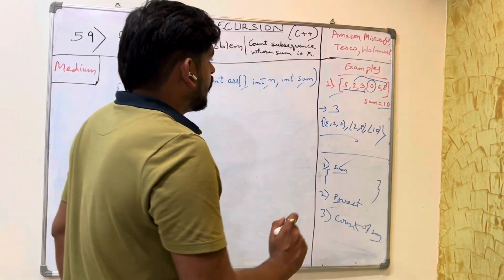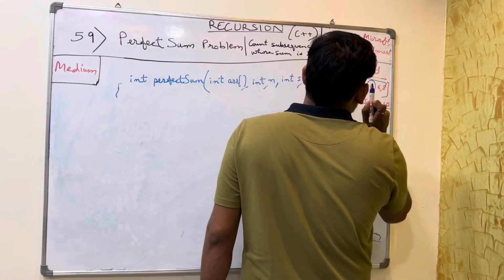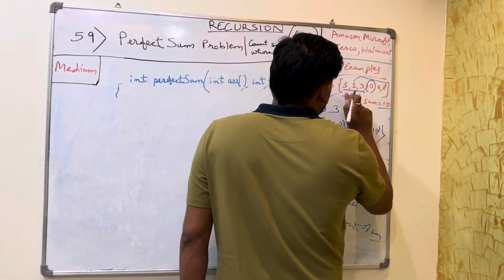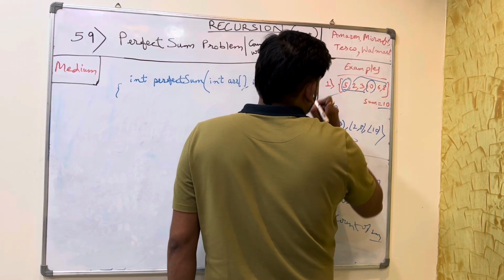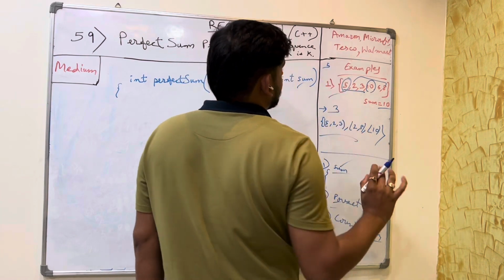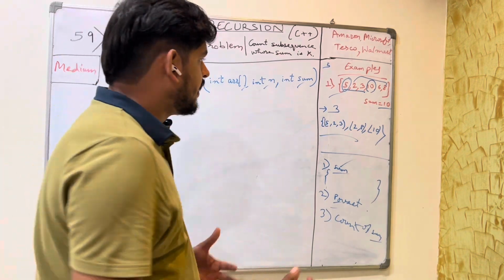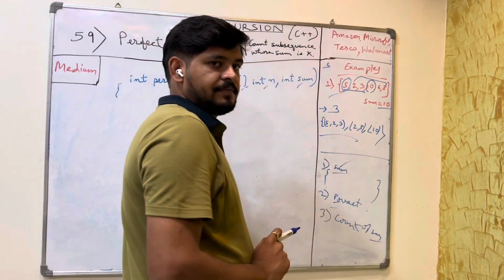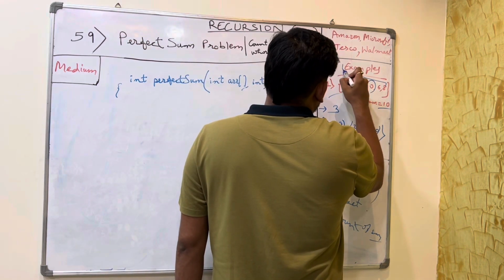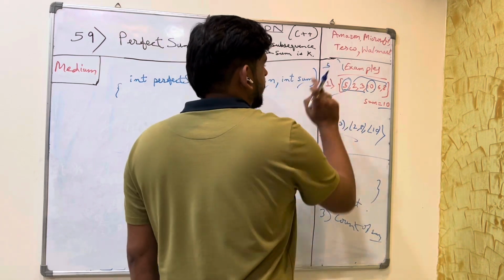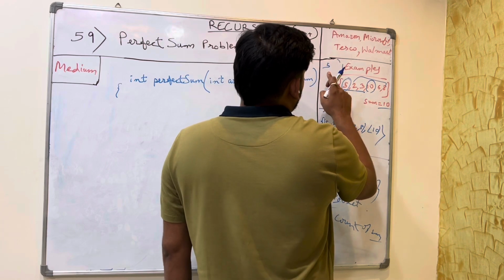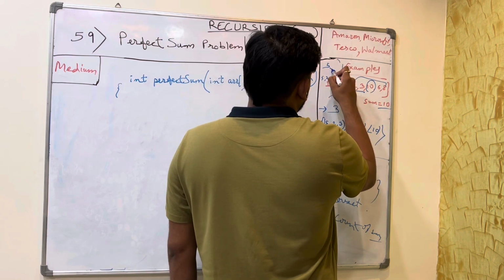I'll draw the recursive stack later on. I'll just tell you the approach. So when we get this element, 5, we can take it or not take it. If we don't take this 5, our sum would be 0. If we take this 5, our sum would be 5. Now we take this 2 here, so 5 and 2 will be there, and if we don't take it, then only 5 will be there.